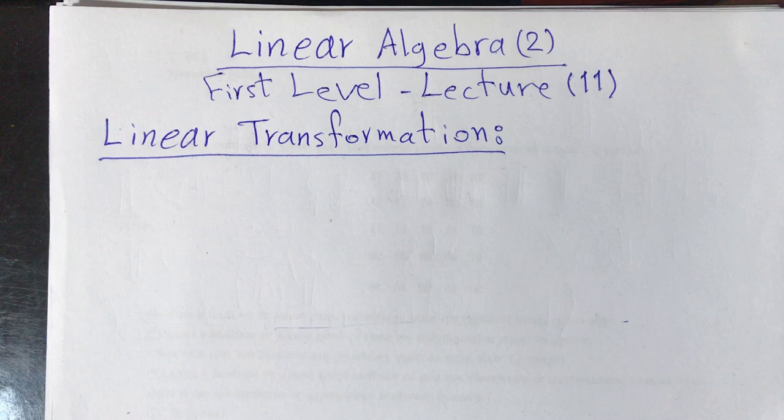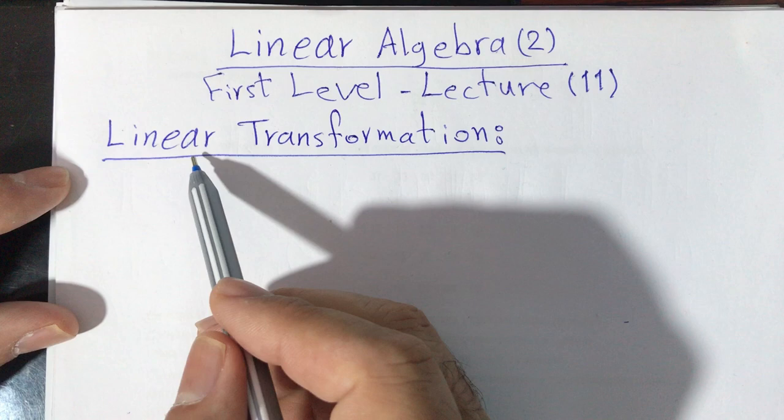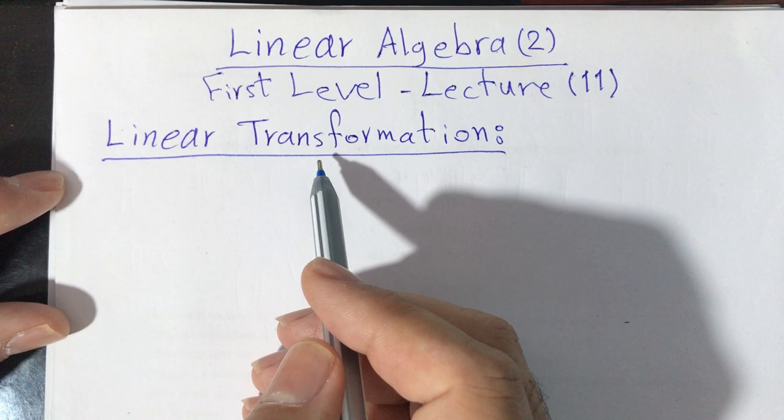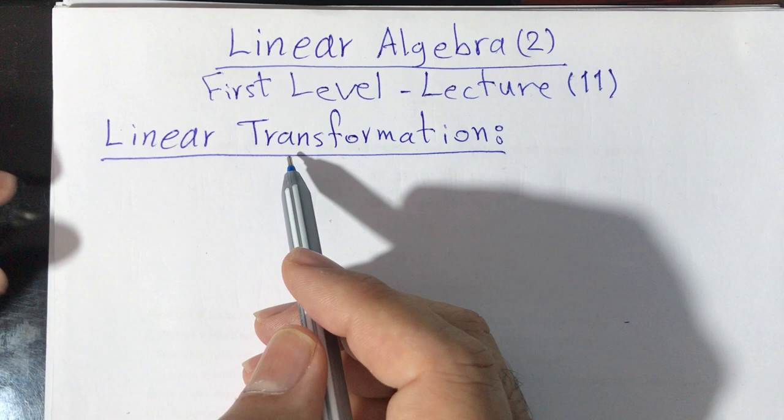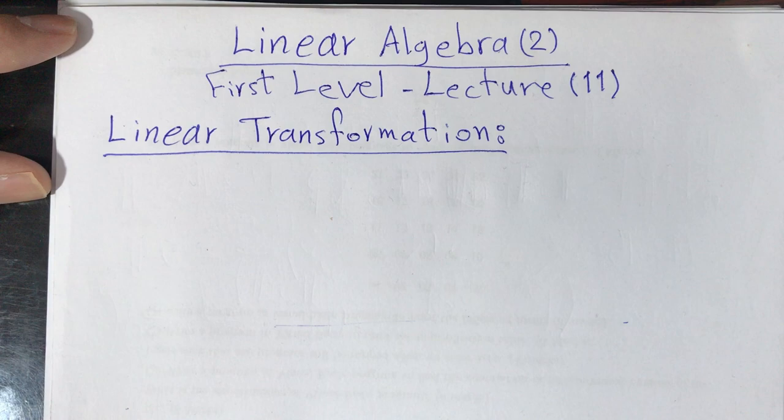Lecture on linear algebra 2, first level, lecture 11. The subject is linear transformation. In the previous lecture we talked about linear transformation. We took the definition and some examples. Today we will take some properties and the matrix of a linear transformation. So now start with this proposition.